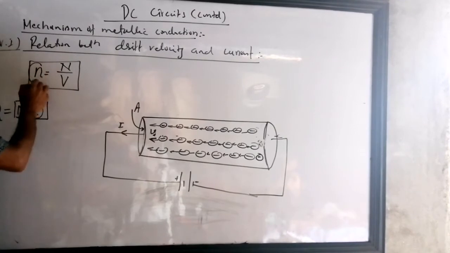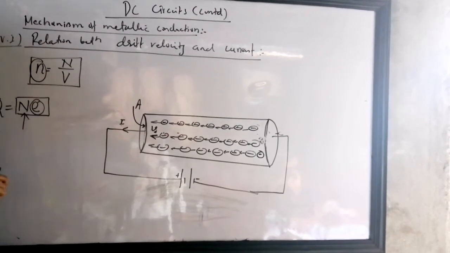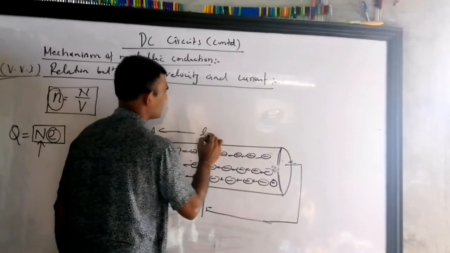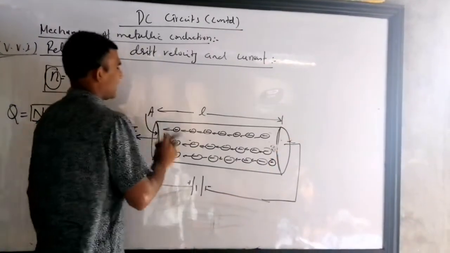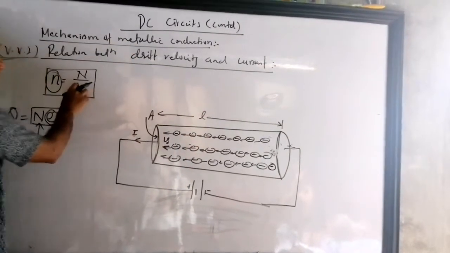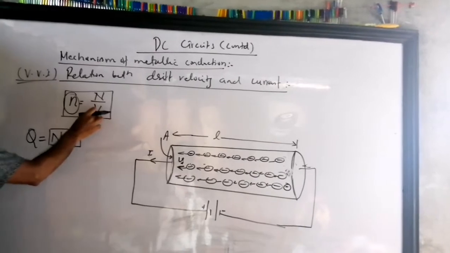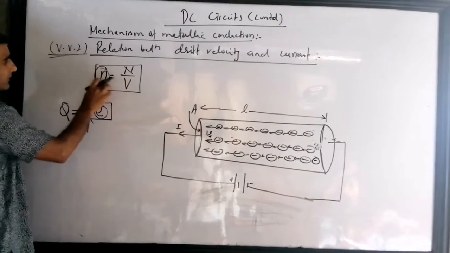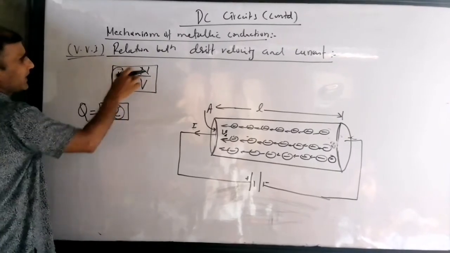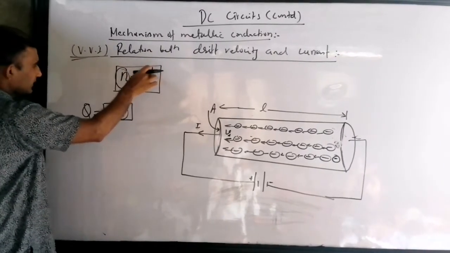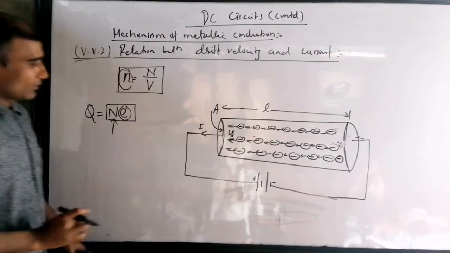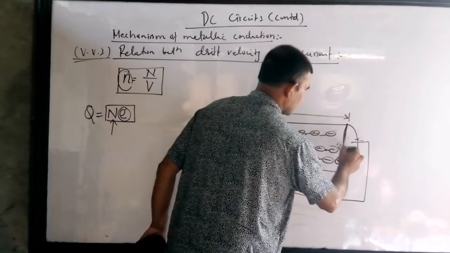If this number is known, then I can find the volume. Because I suppose the area of cross section is A, and I may suppose the length of the conductor is L. With area of cross section and length L, I can get the volume. When this data is given by someone, I can multiply and get the number. After getting this, I can get the charge. Exactly, you are in the right position now. Are you following me? Understanding?